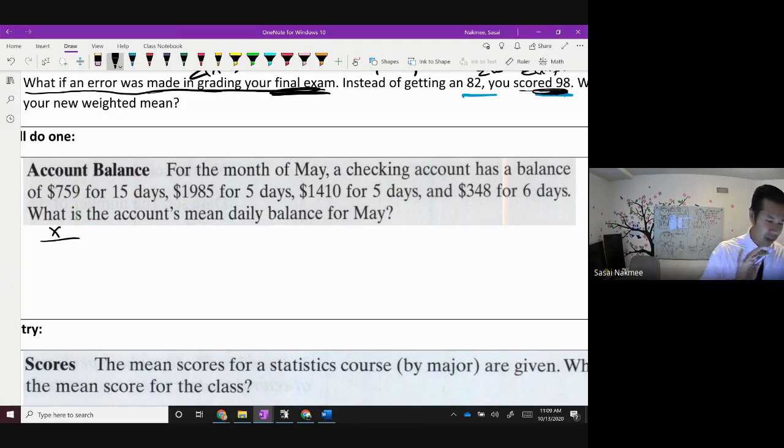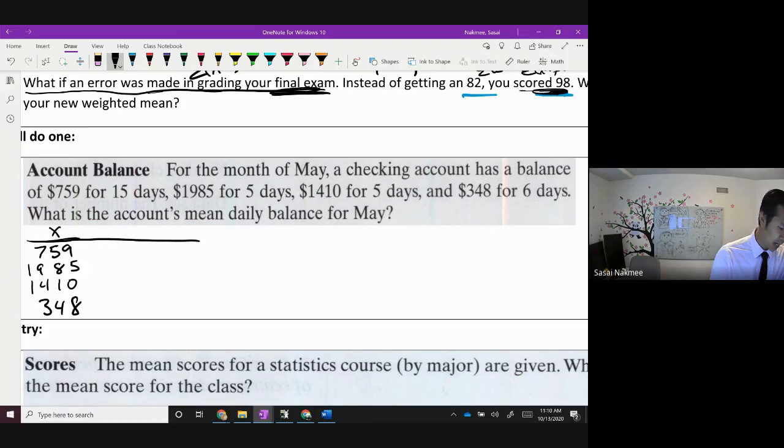And I have there 4 different values I care about here. One of the values is 759, right? The other one is 1,985. The one after that is 1,410, not 19,000, 1,985, 1,410, and the last one, of course, is 348, right? And this is my table. You guys don't have to make a table, but it just helps. It just helps. You know what? Why not? I'm going to draw my lines out here.